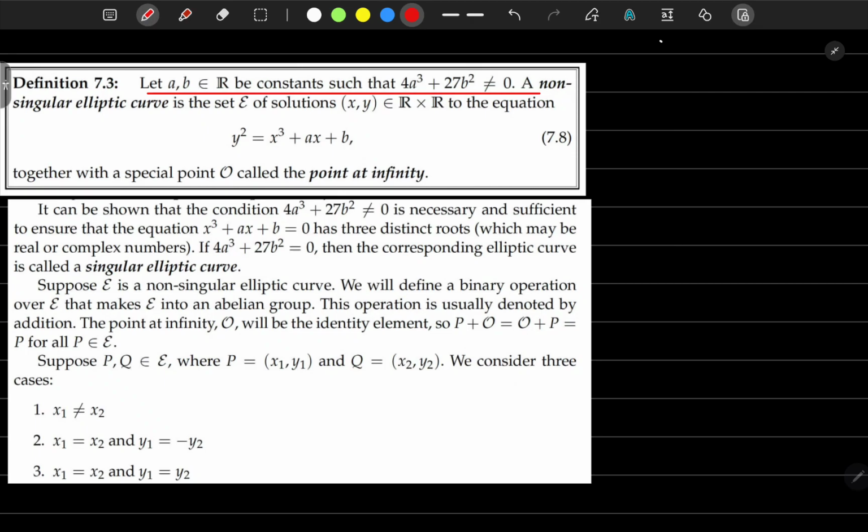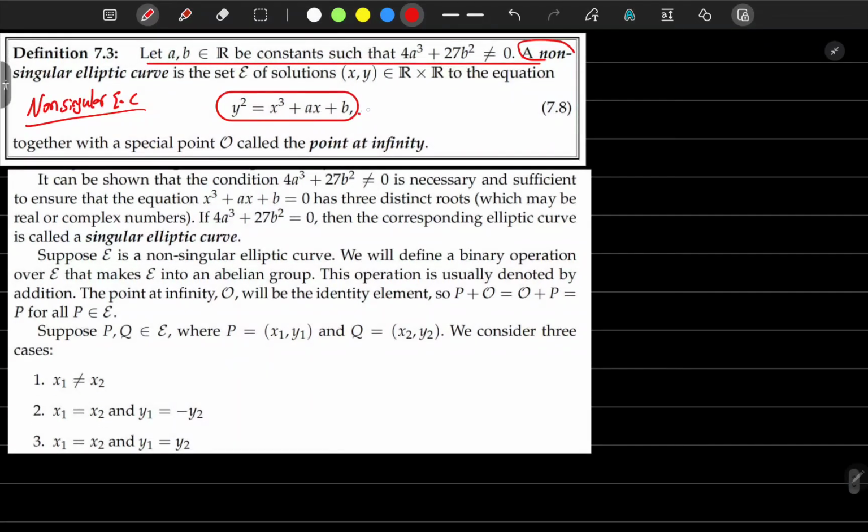Then we get a non-singular elliptical curve. What we are saying here, the definition of a non-singular EC, is nothing but a set of solutions (x, y) belonging to R square, the mathematics notation you have studied in the M1 M2 course, to the equation y square equals x cube plus ax plus b. So this is called the elliptic curve.